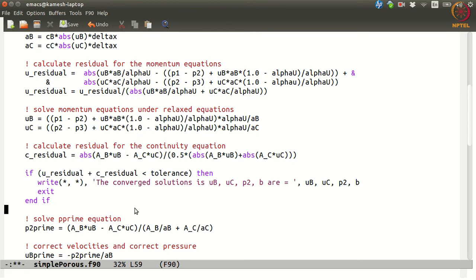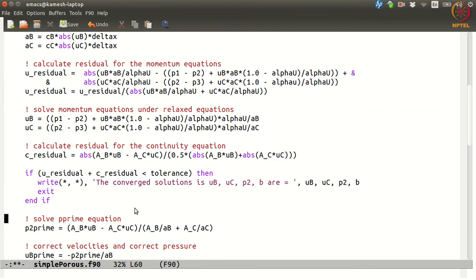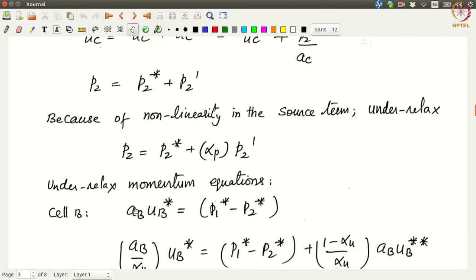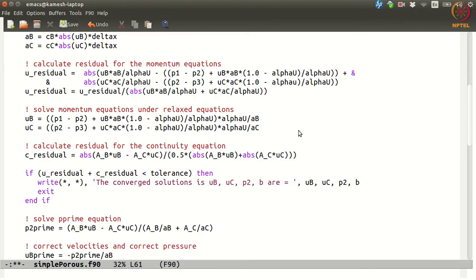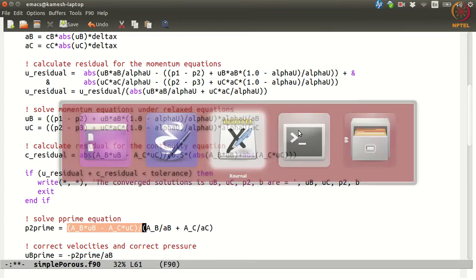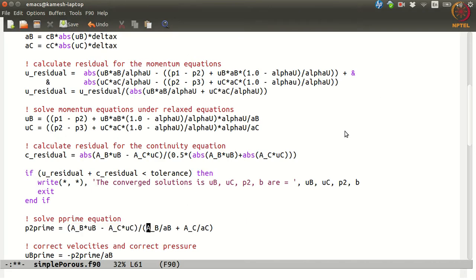Okay, once you have the star values for UB and UC, then you essentially go down and solve the pressure prime equation, right? What was the pressure correction equation? The pressure correction equation was P2 prime equals UB star AB minus UC star AC. So that is P2 prime equals (AB UB minus AC UC) divided by (AB by AB plus AC by AC). So that's what we have, and we are solving the pressure correction equation.